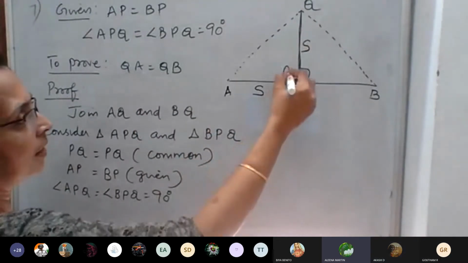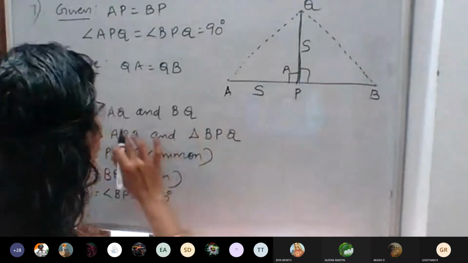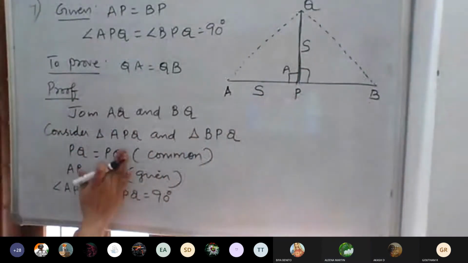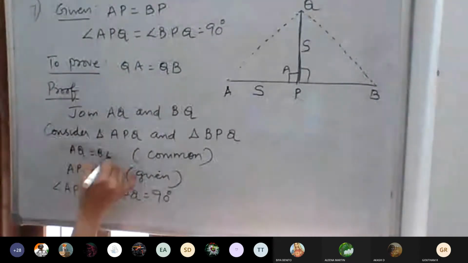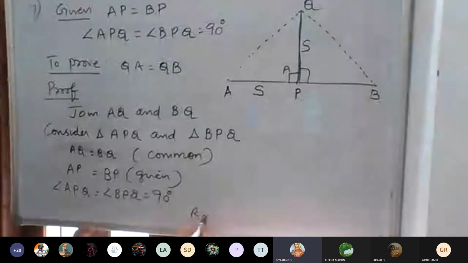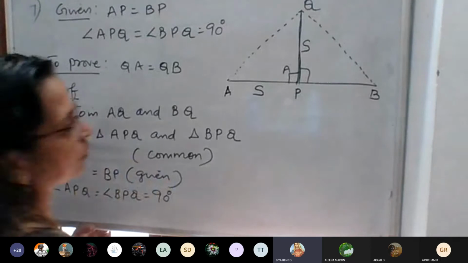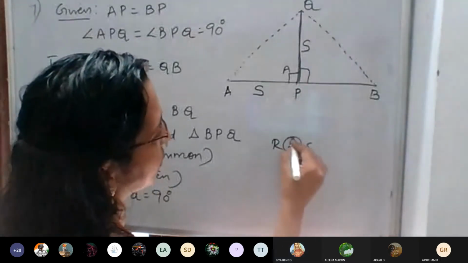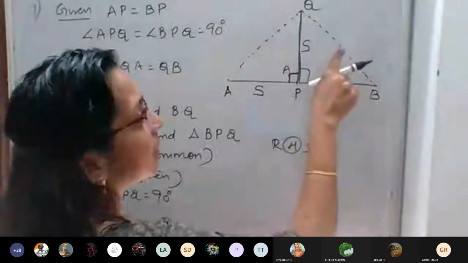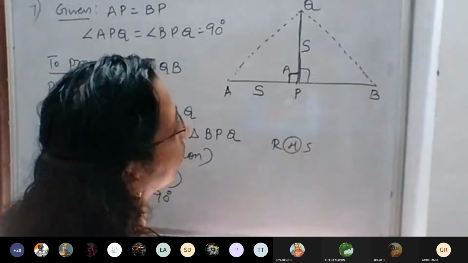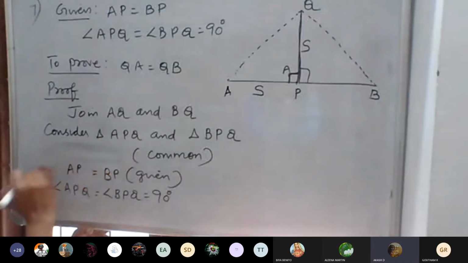Side, angle, side. Suppose instead of PQ equal to PQ, we had AQ equal to BQ, then we could write RHS because of the hypotenuse. But we have to prove that AQ is equal to BQ, so we don't have that. So we can't write RHS.